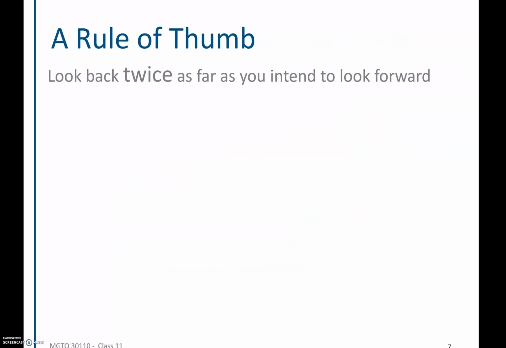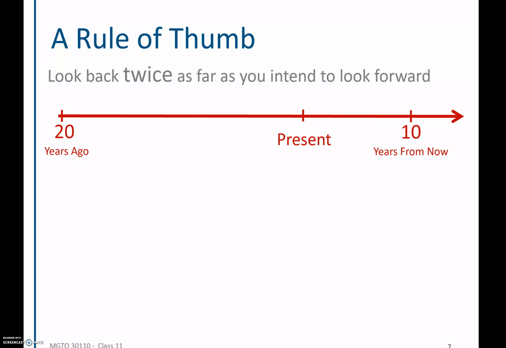So a little bit more guidance here, right? The intention here is to understand how the system has unfolded, but really we want to add some context to that. And a general rule of thumb is that we want to look about twice as far back as we intend to look forward, right? And the prototypical benchmark for a foresight project is 10 years.